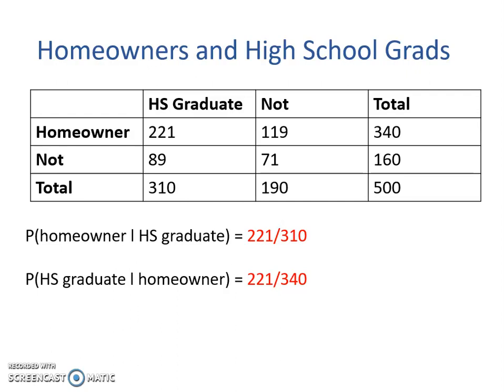So for conditional probabilities, we're never using this grand total. We're always using either a row total or a column total, depending on which condition we're focusing on.